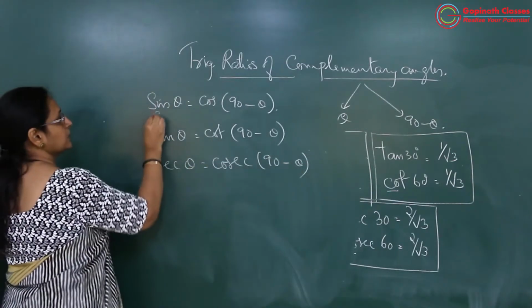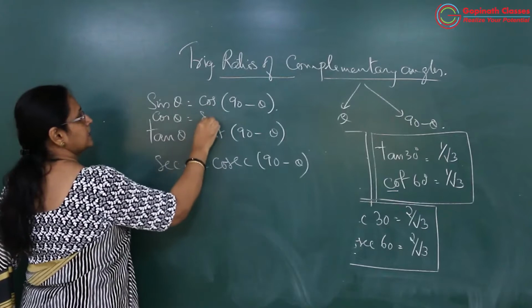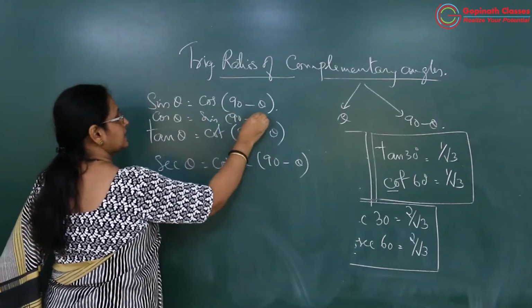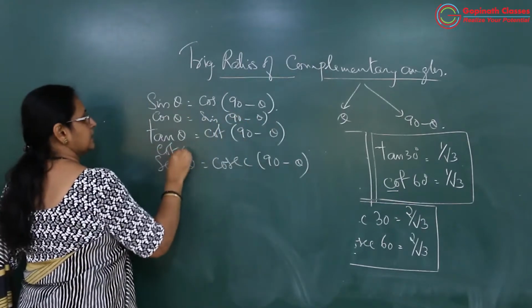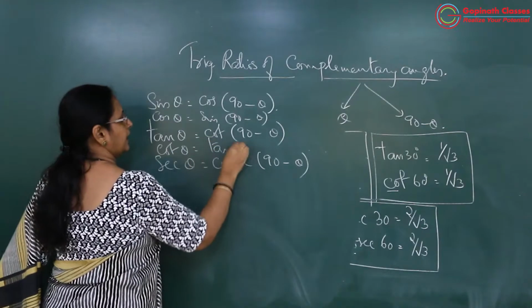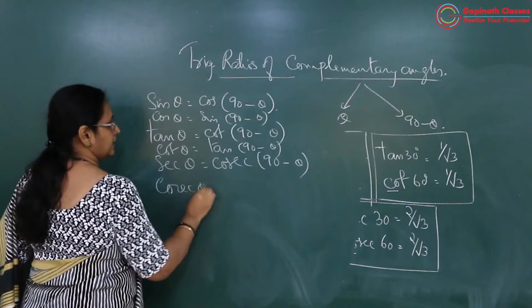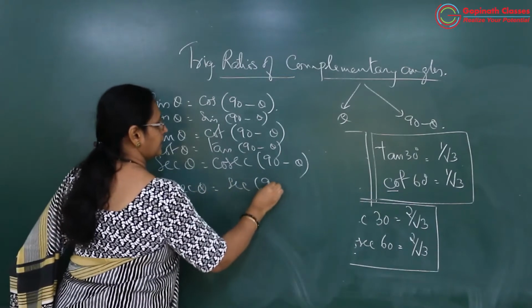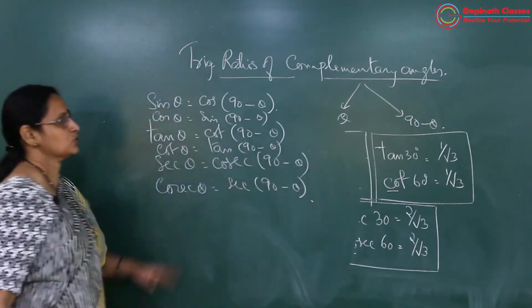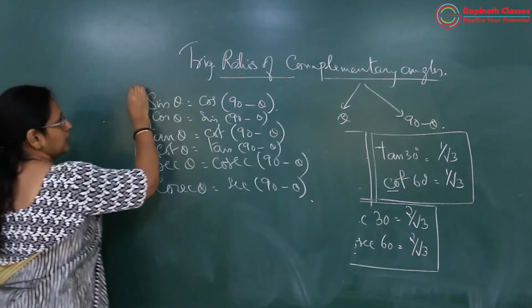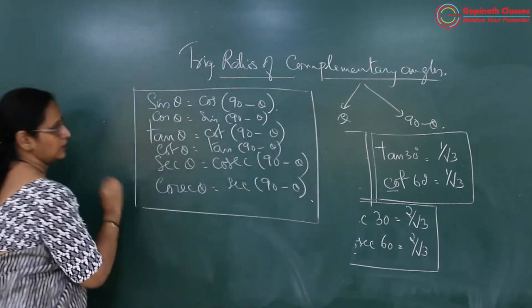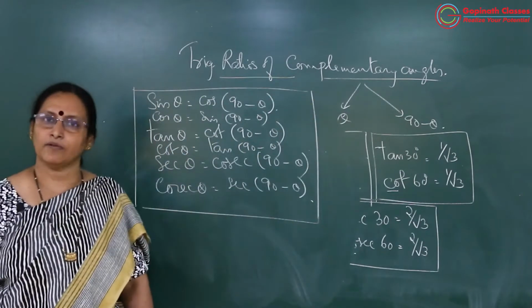इसके बीच में हमको लिख सकते हैं cos theta is nothing but sin 90 minus theta. Cot theta is nothing but tan 90 minus theta and cosec theta is nothing but sec 90 minus theta. So, this is the formula to be learned in trigonometric ratios of complementary angles.